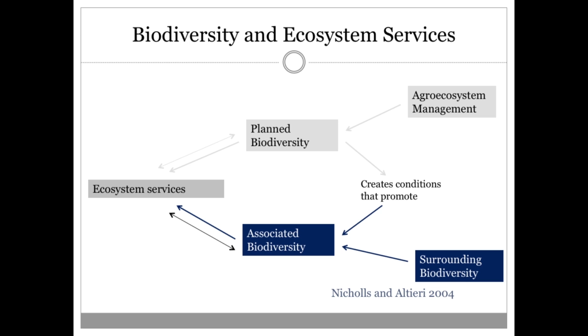Both of these ultimately come back to the decisions made by the farmer. You can think of agro-ecosystem management as those daily, weekly, or annual choices as to what I should do with my farm. Importantly, they create conditions that promote biodiversity, both planned and associated, which ultimately provides the ecosystem services to us.